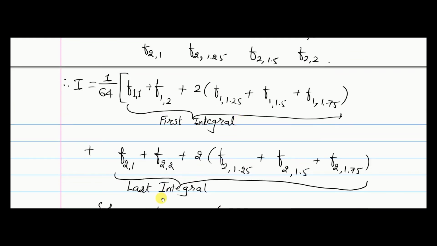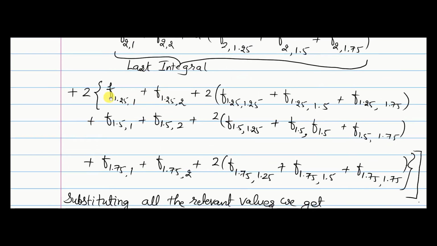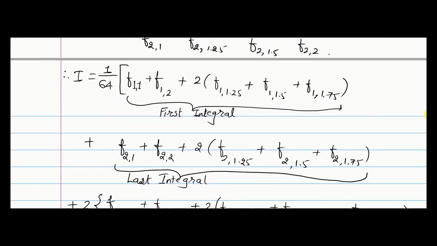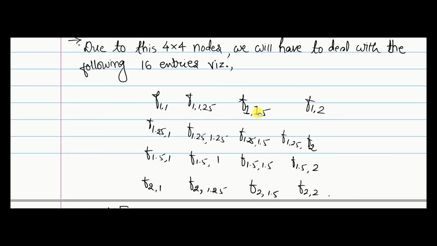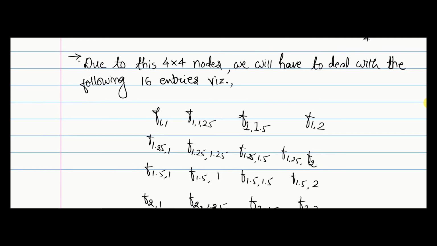So the first integral, last integral: f(1,1) plus f(1,2) plus twice this one, the last integral f(2,1) plus f(2,2) plus twice these three entries, and all the remaining integrals will be twice. Fine. And that's the reason that we were required to find all these entries. Okay. And how do we find these entries? It's very simple.